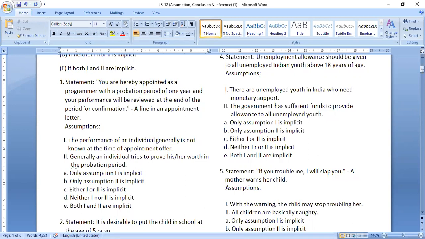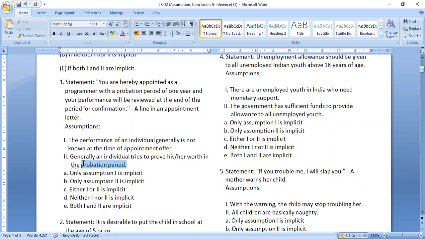So if you can't perform when you're under monitoring, then you're obviously not going to perform when you're not under monitoring. So generally, an individual tries to prove his or her worth in the probation period. If that is wrong, that is to say, just change this word probation period into under monitoring. So if the employee doesn't perform well under monitoring, it's quite possible that the employee doesn't perform well when he or she is not monitored.